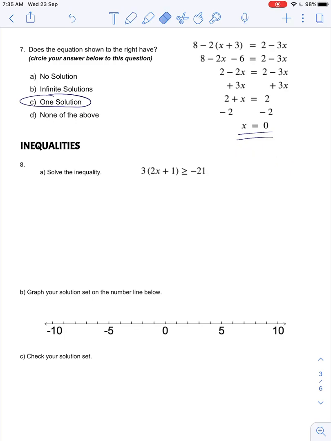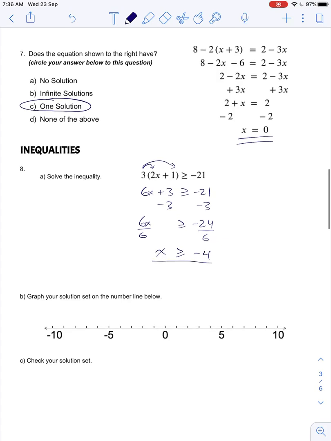Okay, so let's look at the inequality. Okay? The inequality, you solve it just like you do the equations. I got to get rid of those parentheses through distribution. That's 6x plus 3. And now I can start doing inverse operations. Minus 3, which is minus 24. Divide both sides by 6. Now, I've never multiplied or divided by a negative, so that means the inequality sign doesn't switch directions. It stays as x is greater than or equal to negative 4.